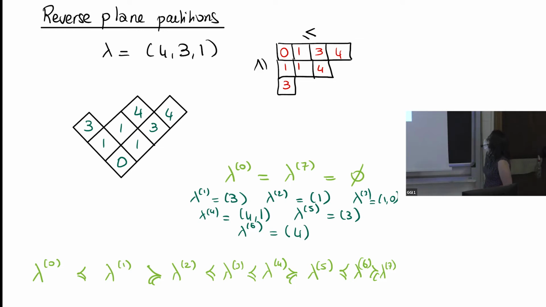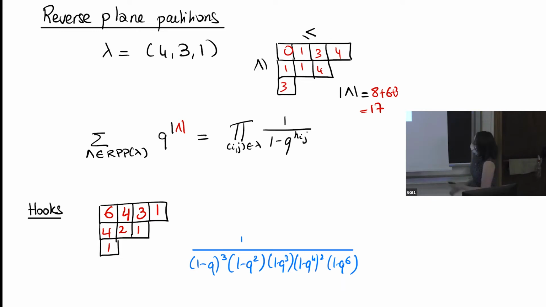So why is it interesting to do that, and why can it be helpful to count these combinatorial objects? We're going to see in a minute. If I want to compute this generating function, so I sum over all the reverse plane partitions of shape lambda, q to the sum of all the entries in the reverse plane partition, the result, which is very classical, is a very nice product formula for any lambda. I take the product over all the cells of lambda, and it gives 1 over 1 minus q to the hook of the cell.